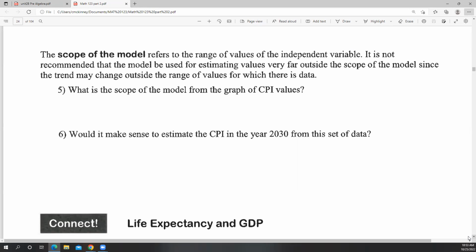But every piece of data that gets added, that line would change slightly. So just know, if you don't see that within the graph that's shown, you would want to tell me that it's too far outside the scope. In this case, the scope of the model from the graph only goes through April 2016. So it would not make sense to use it for 2030. 2030 would be too far out.